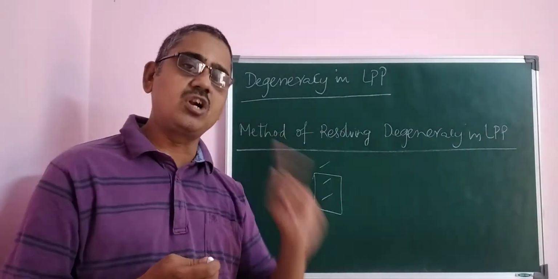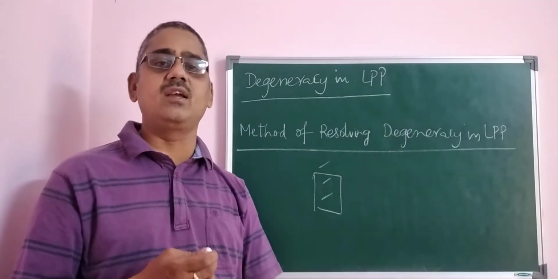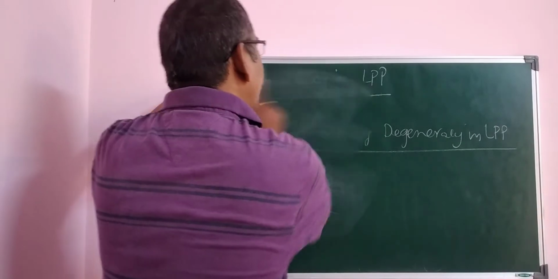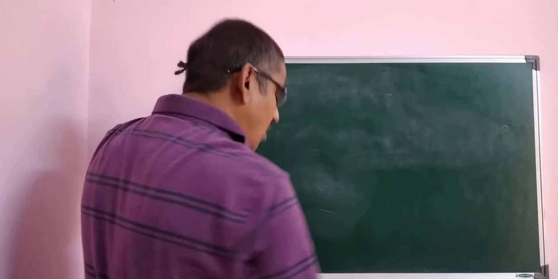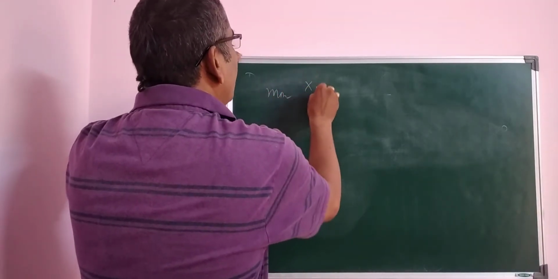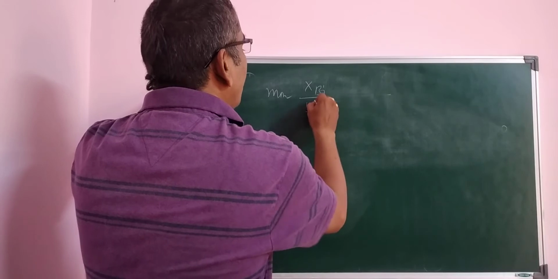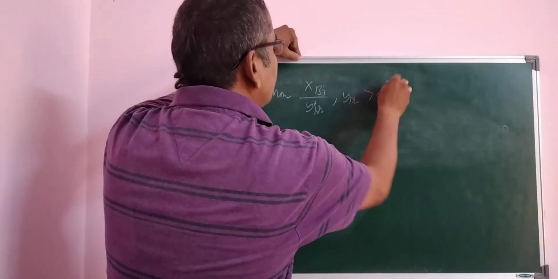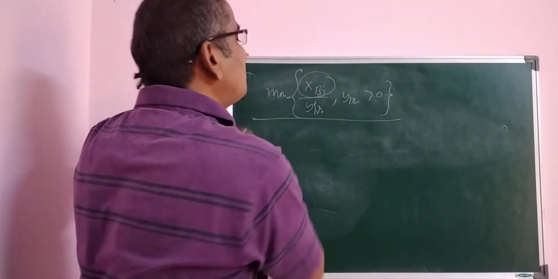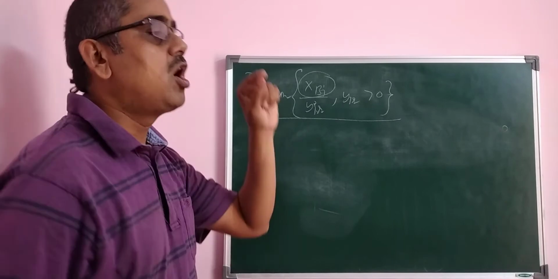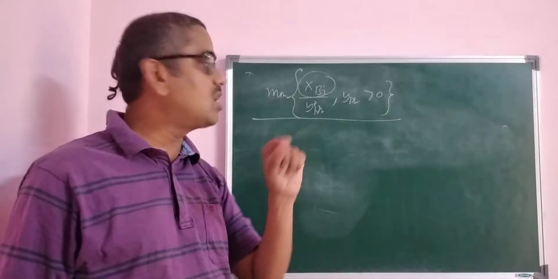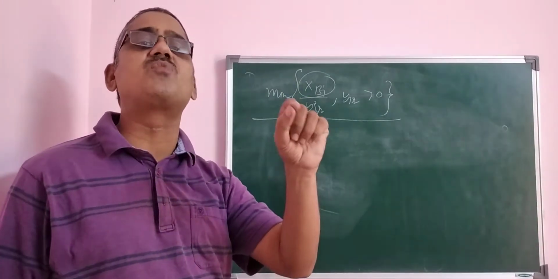Instead of considering xBi, in general we consider xBi by yir. This is the formula for calculating the minimum ratios. That is, minimum of xBi by yir, where yir is considered greater than 0. This is the formula of the minimum ratio. So instead of considering xBi, we have arranged the basis matrix first, and now we consider one after another the basis vectors.